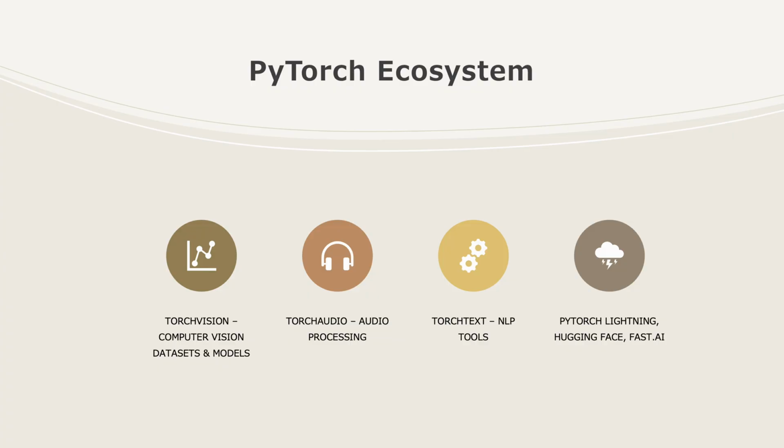Beyond the official libraries, PyTorch also has third-party frameworks that make development easier. PyTorch Lightning helps organize code so that your experiments are cleaner and less error-prone. Hugging Face Transformers provides thousands of pre-trained models for natural language tasks. And Fast.ai is a high-level library that makes training deep learning models even more beginner-friendly. All of this means PyTorch isn't just a single library. It's part of a rich ecosystem designed to support many different AI applications.